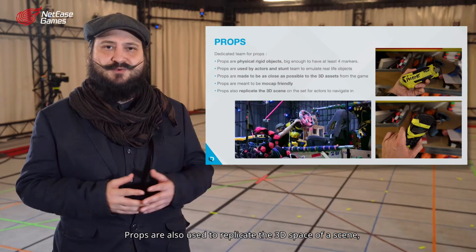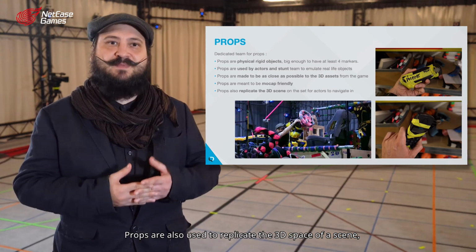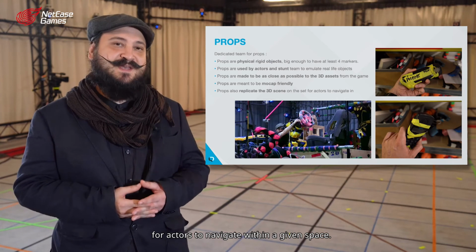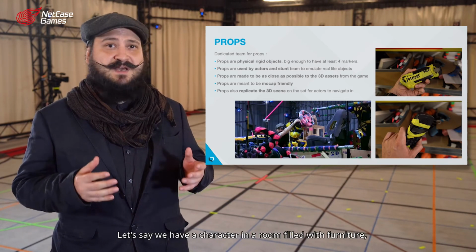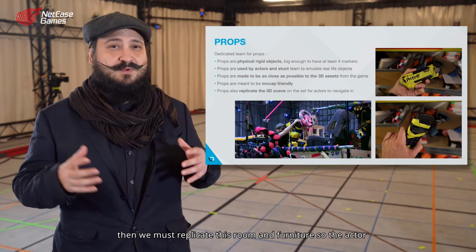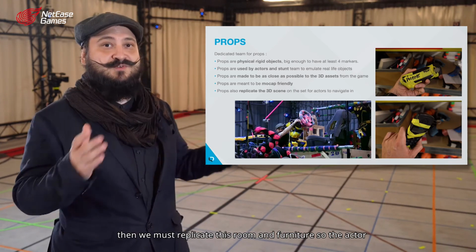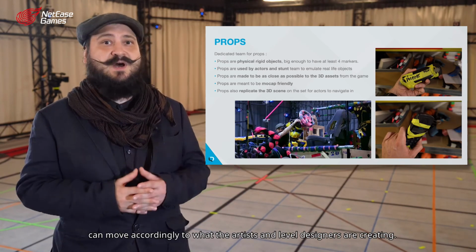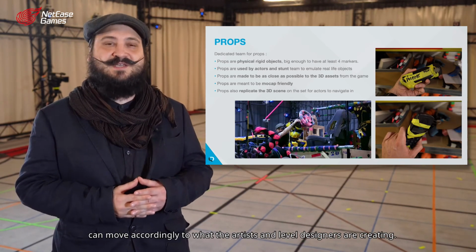Props are also used to replicate the 3D space of a scene for actors to navigate within a given space. Let's say we have a character in a room filled with furniture, then we must replicate this room and furniture so the actor can move accordingly to what the artists and level designers are creating.